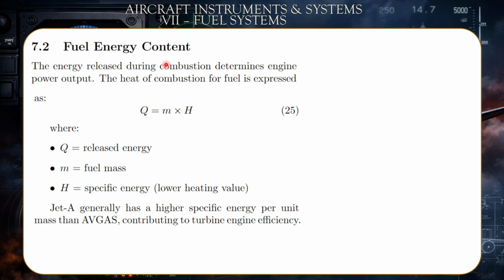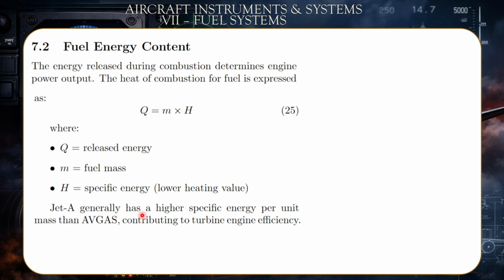Fuel energy content. The energy released during combustion determines engine power output, of course. The heat of combustion for fuel, that is the factor that affects the generated power, is expressed by Q, which is the calorific energy or released energy, equal to m, the fuel mass, multiplied by the specific energy, okay? The lower heating value, which is the energy characteristic of the gas itself.